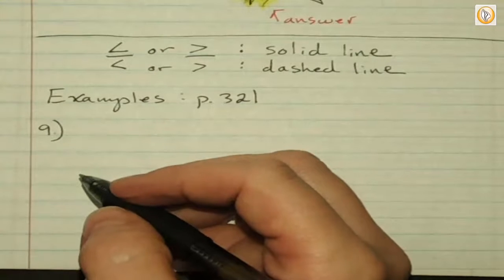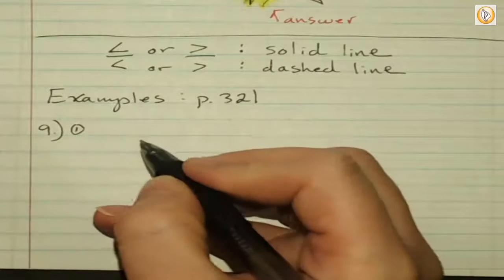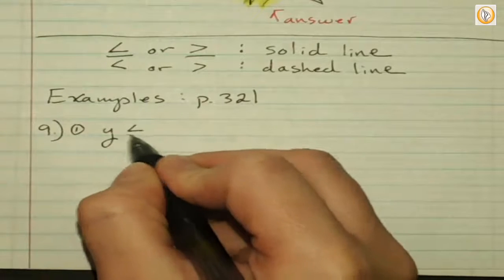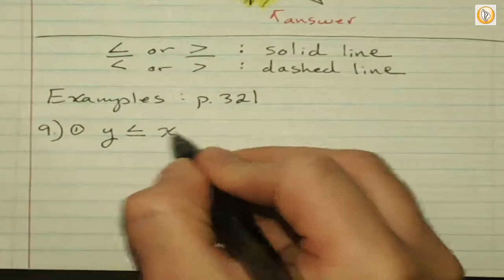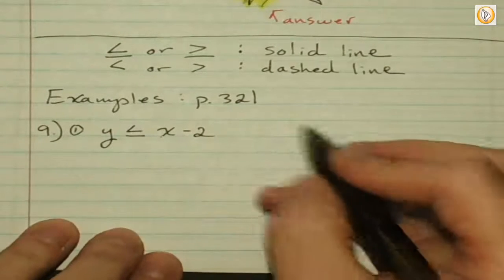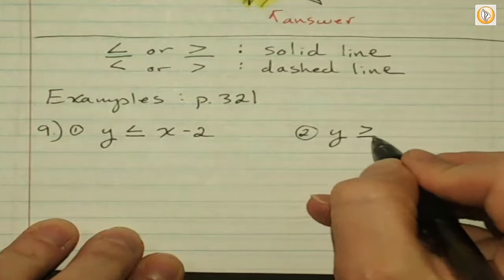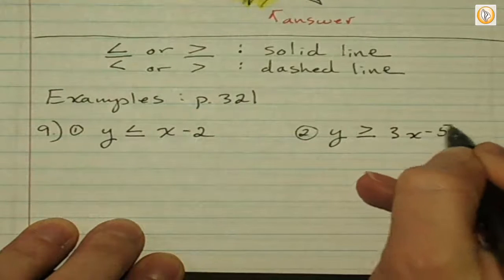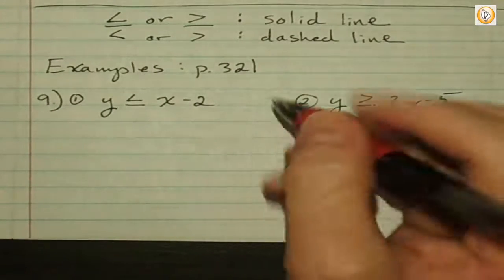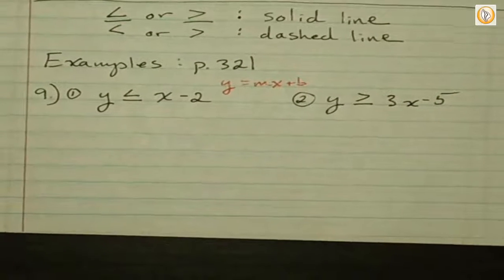Okay, so number 9, we have line 1 is already in the y equals mx plus b format to graph. It's y is less than or equal to x minus 2. And the second line is y is greater than or equal to 3x minus 5. Both, remember, you have to have them both in the y equals mx plus b format in order to graph.